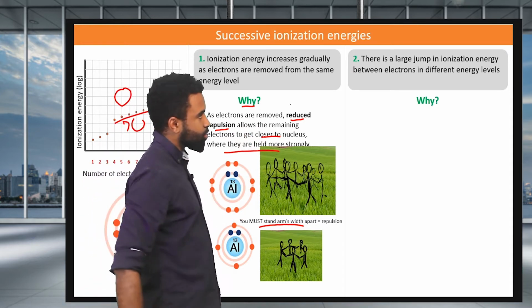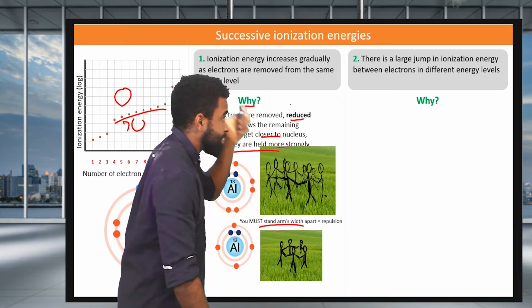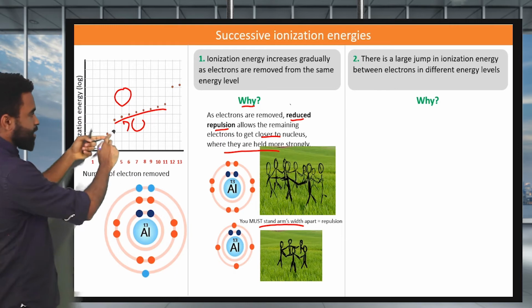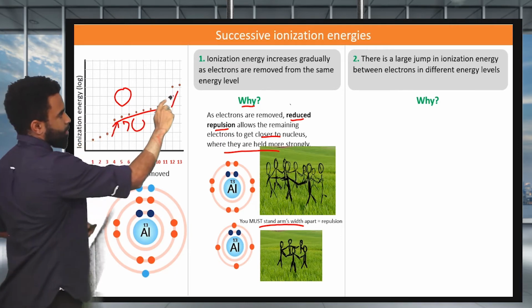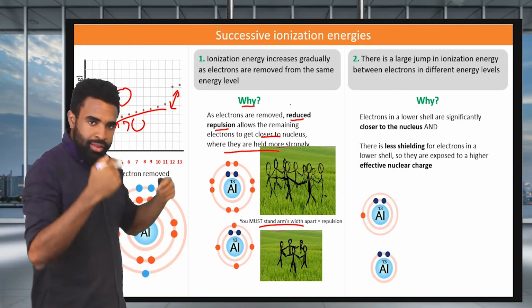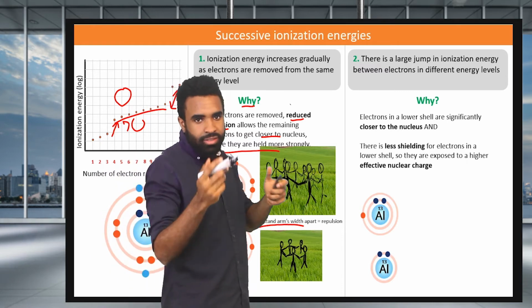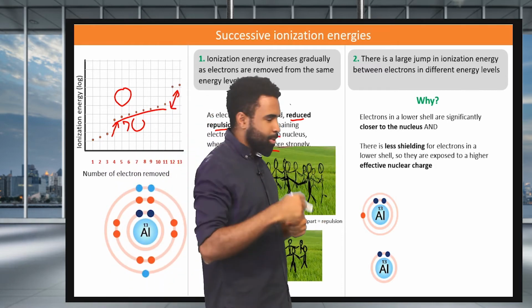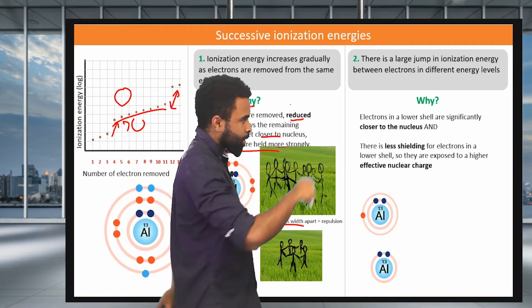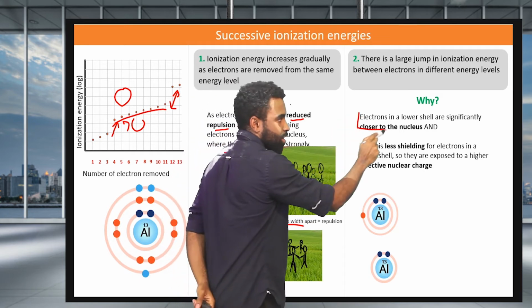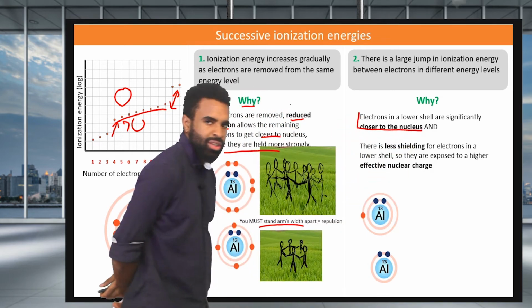Let's look at the next trend, this large jump in ionization energy between different energy levels. So from here to here and from there to there. How do we explain this? There are 2 main explanations. They're kind of similar ways of saying the same thing, but you might be tested on them separately. So this first one says, electrons in a lower shell are significantly closer to the nucleus.